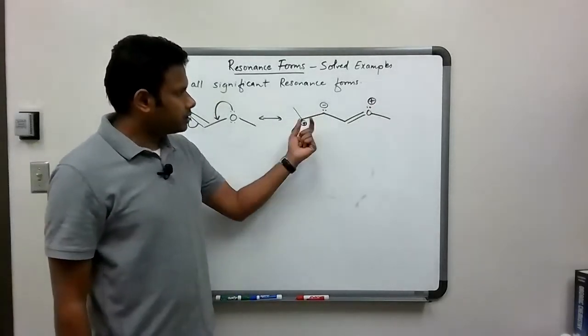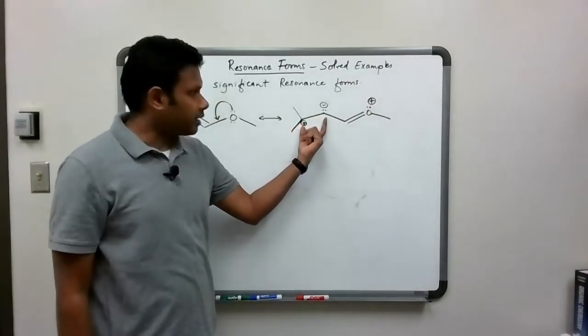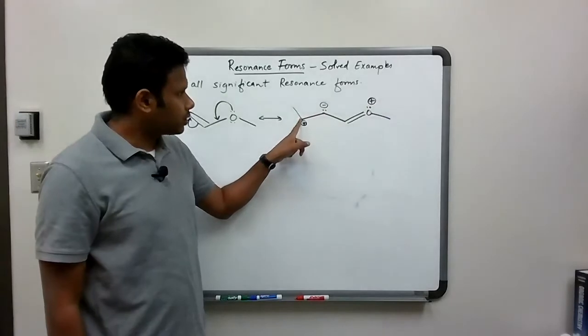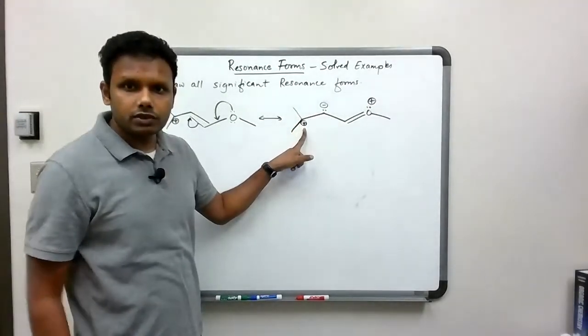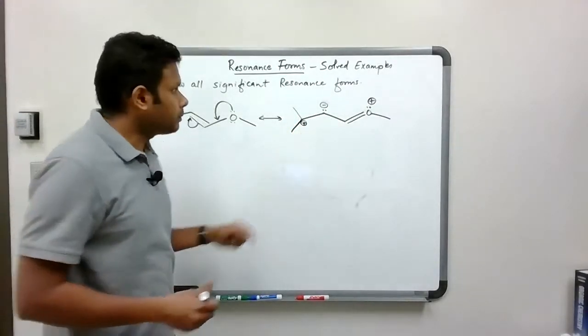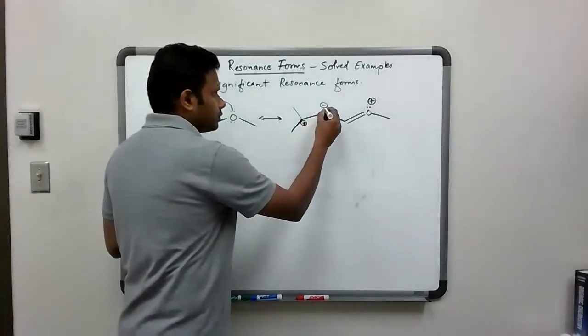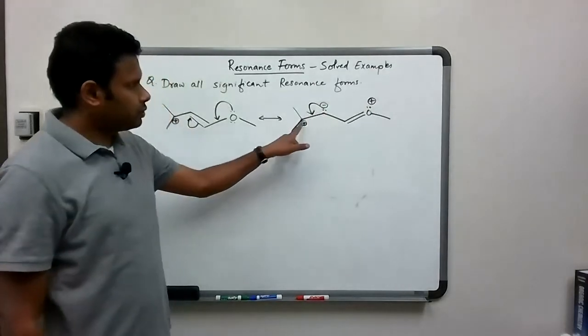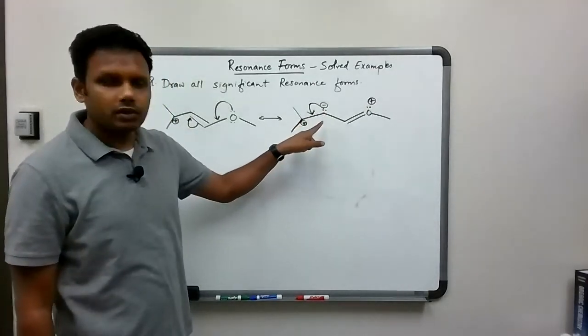Now, if you look at this scenario here, what we have is a lone pair adjacent to a carbon with a positive charge. So that's another scenario that we've seen. So in this scenario, what we're going to do is take the lone pair and push it to the space between the two atoms, okay?